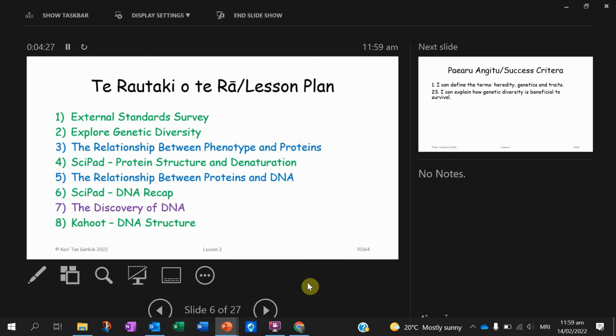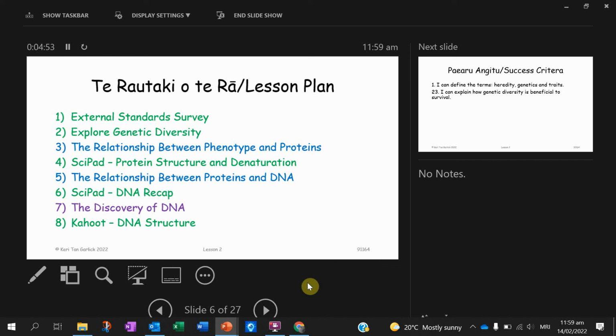Once you have some big picture ideas, we're going to start looking at the actual content. We'll look from phenotype to proteins. You guys will have a little break to see a SciPad page on protein structure. Then we'll go proteins to DNA. And then again, another little break for you guys to think about the DNA structure. There's a video I want to show you guys on the discovery of DNA. I think it's a really interesting history. And then lastly, we'll finish off with the conclusion.